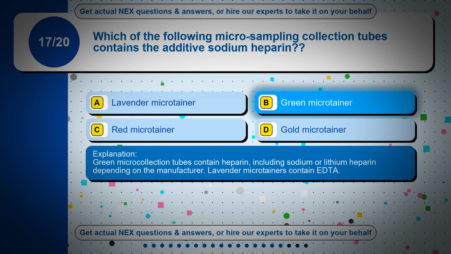Green microcollection tubes contain heparin, including sodium or lithium heparin depending on the manufacturer. Lavender microtainers contain EDTA.